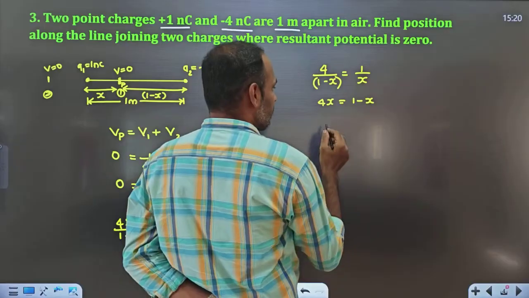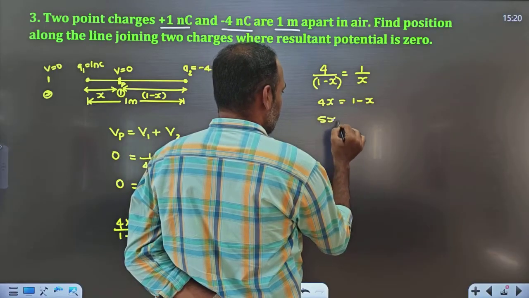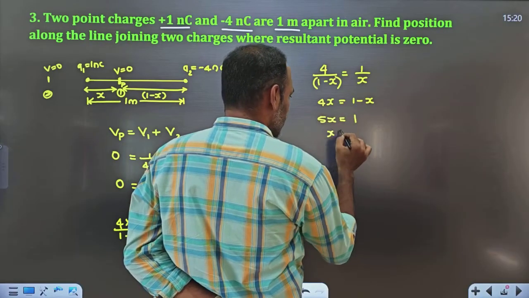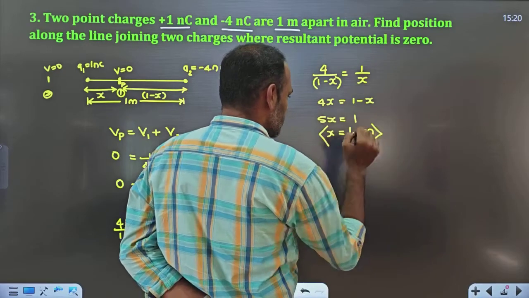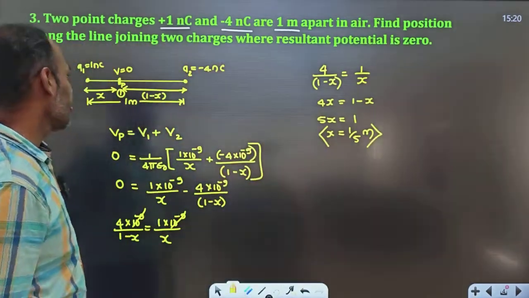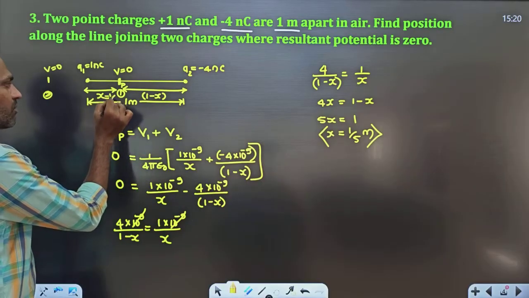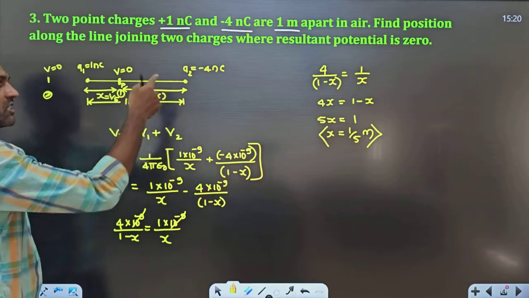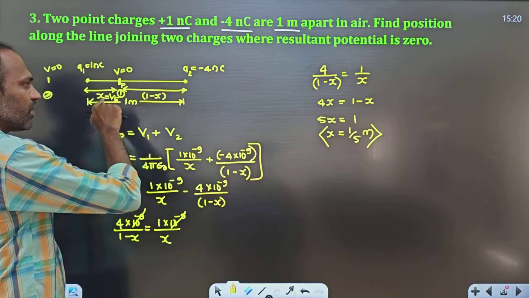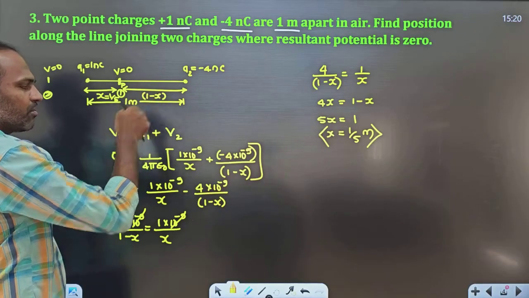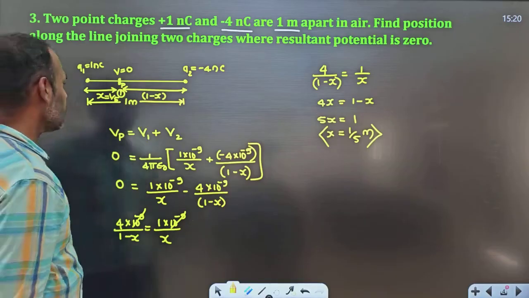Take that x on this side, it will become plus, so 5x is equal to 1. So x is equal to 1 divided by 5 meters. So at this much distance the potential will be 0. So here x is 1 by 5. If you want the distance from q2, you subtract 1 by 5 from 1, that is, substitute x equal to 1 by 5 here, 1 minus 1 by 5, right? It will give you 4 by 5.